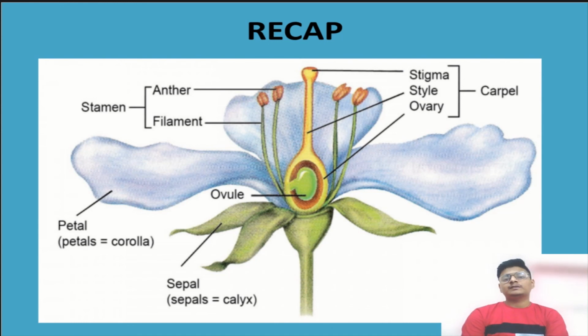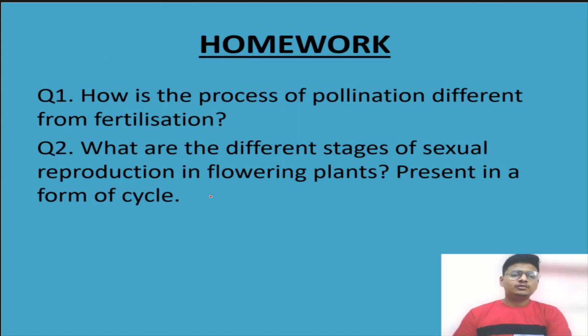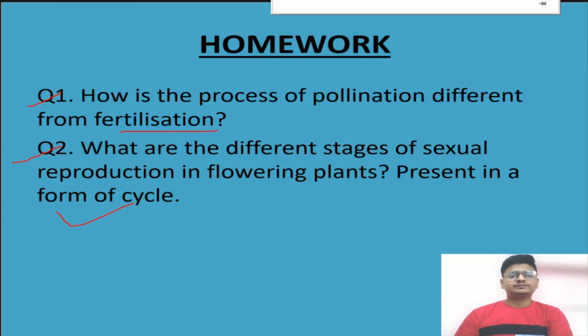Okay students, now I will be concluding by giving you some homework. You have to do this homework. The first question is, how is the process of pollination different from fertilization? The second one is, what are the different stages of sexual reproduction in flowering plants? You have to present this in the form of a cycle.